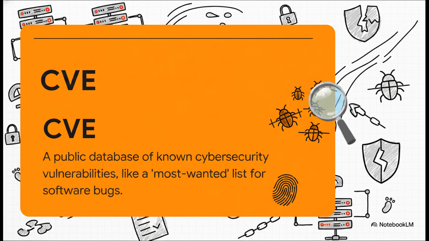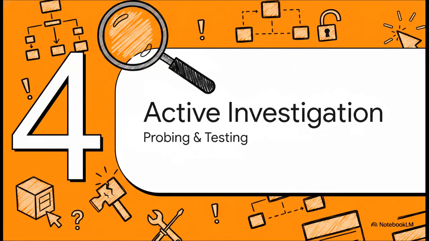And the main tool for this background check is a public database called CVE. Honestly, you can just think of it as a universal rap sheet for software bugs. If a weakness has been discovered pretty much anywhere in the world, you can bet it's going to be listed here. But a good detective doesn't just rely on old records. They need to confirm their suspicions. So it's time to move from doing research to conducting a full-on active investigation.